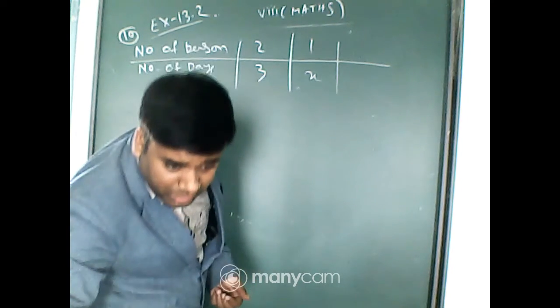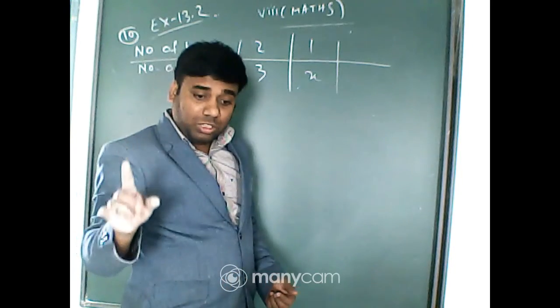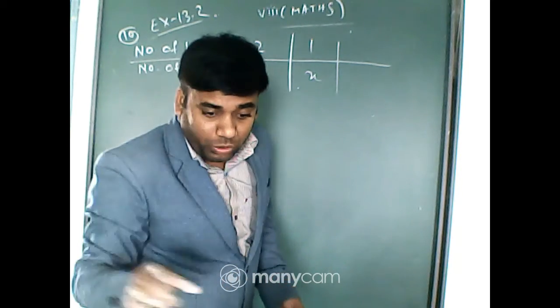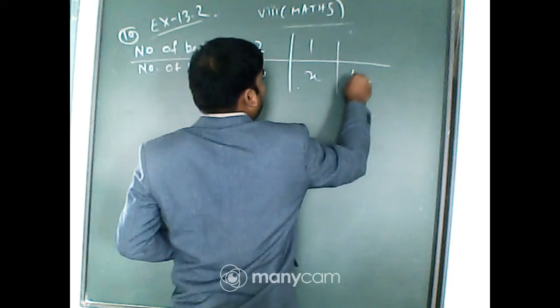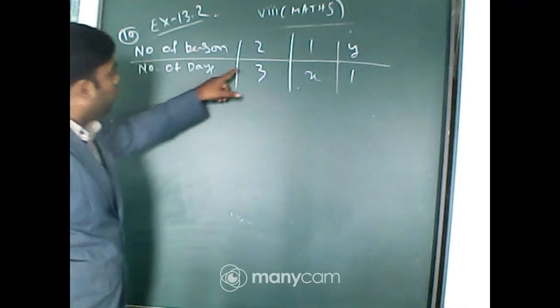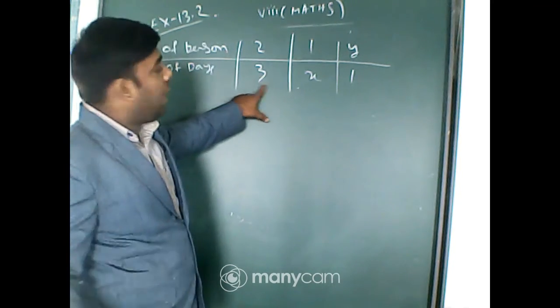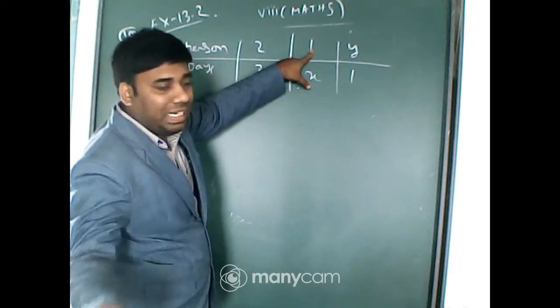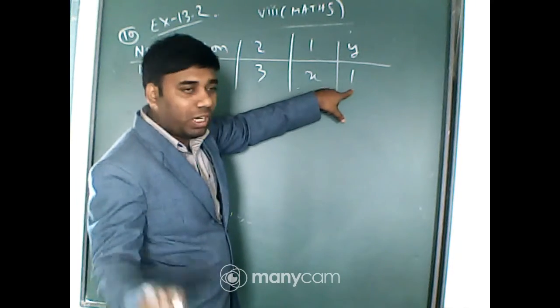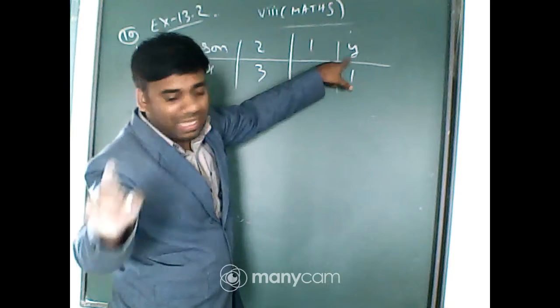And another question: if you want to fit that window in 1 day, how many persons are needed? That is the question I have framed. So 2 persons can set a window in 3 days, and 1 person in how many days can set it? And if you want to set that window in 1 day, how many persons will be needed?